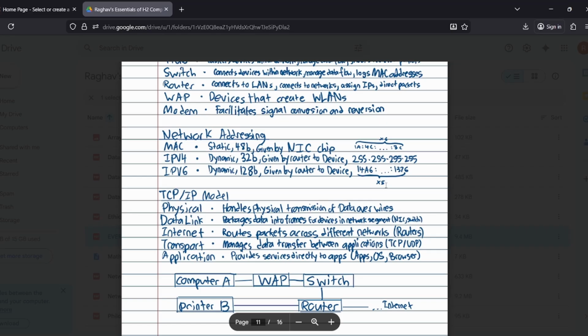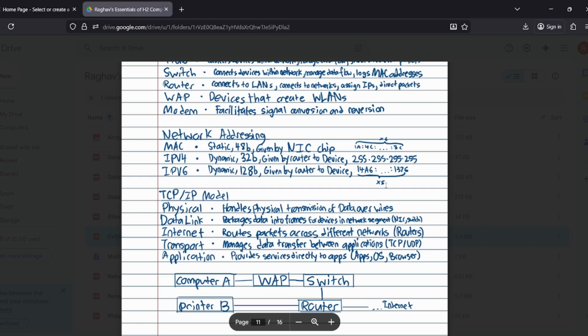Now you have the TCP/IP model. This one is infamous. A lot of people can't memorize this. Please memorize this and make yourself very familiar with it. Actually, I dare say, if you know how to do the TCP/IP model properly, like you properly understand it, the entirety of networks and net security, that entire chunk, like 25% of H2 Computing is yours. If you understand the TCP/IP properly.